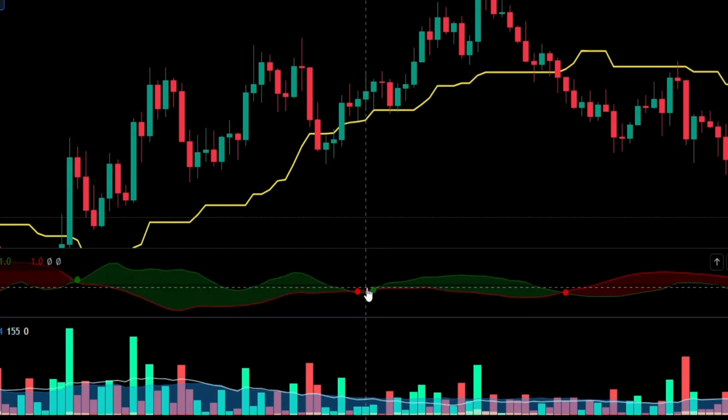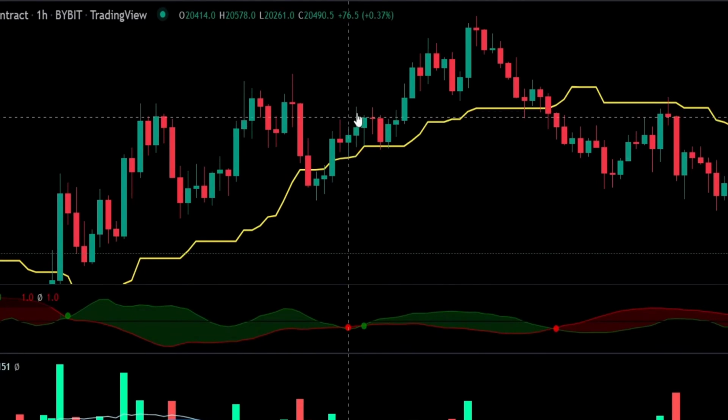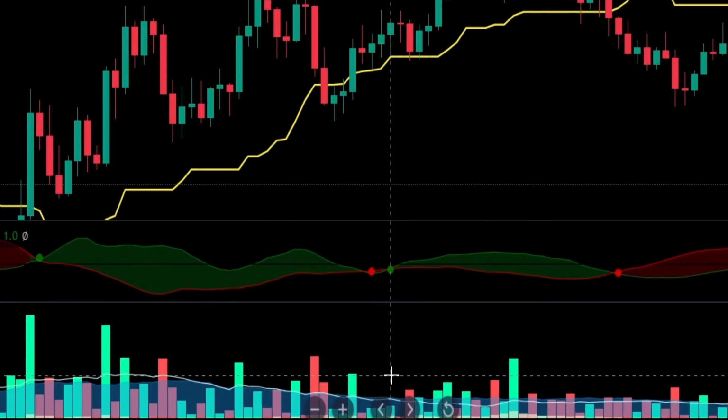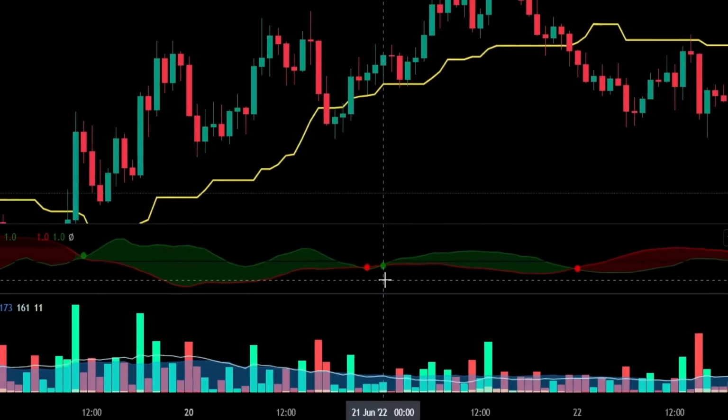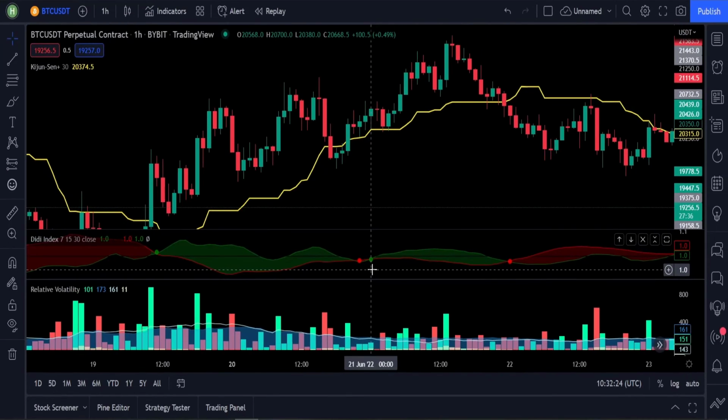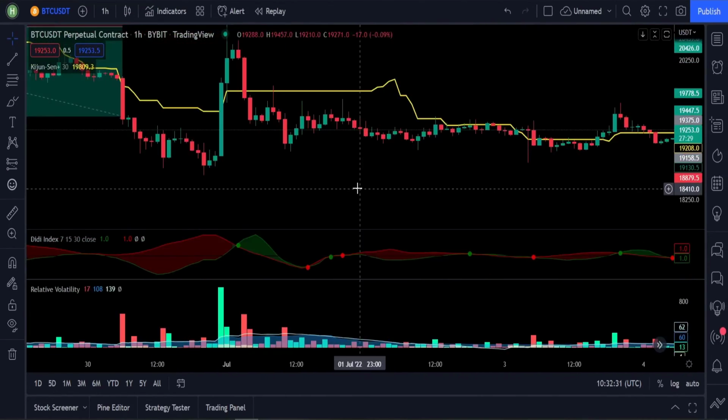Here we can see that the Didi indicator gives a green mark, and the price is above the Kijun Sen indicator. But down here we don't have bullish volatility, as this green histogram has to break through the moving average and this filter to give us a sign of bullish momentum. So we'll not get into this for a buy trade.